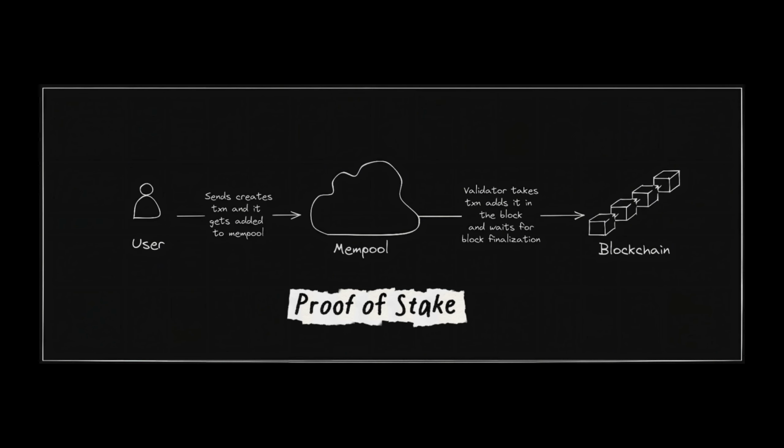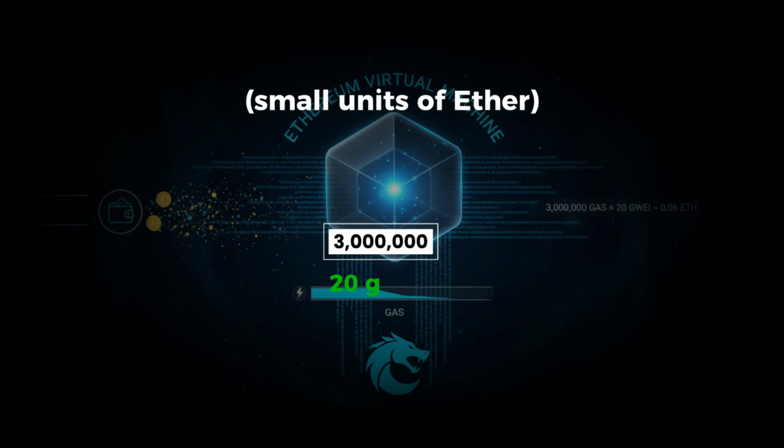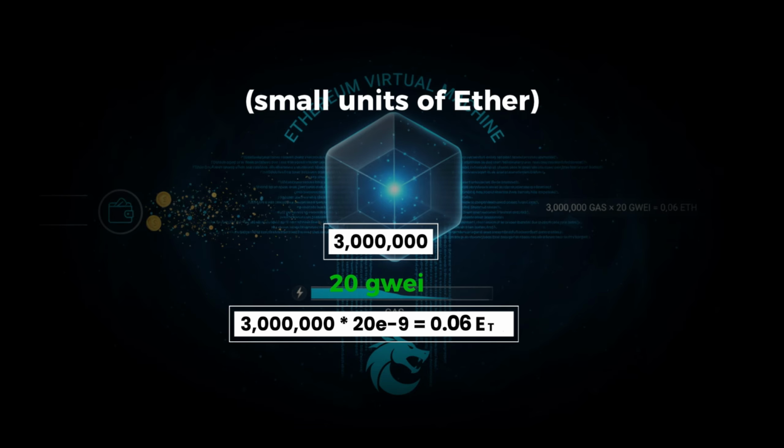Gas is the fuel that pays for computation on Ethereum. Every instruction in the EVM costs a certain amount of gas, and every transaction specifies a gas limit and pays for the gas used. When you deploy a contract, you pay for all the steps of the constructor init code. Gas is measured in Wei or Gwei, small units of ether. For example, assume your deployment uses 3 million gas, and the gas price is 20 Gwei. We calculate it as 3 million multiplied by 20 Gwei. Since 1 Gwei equals 10 to the power of minus 9 ether, the total cost comes out to 0.06 ether.